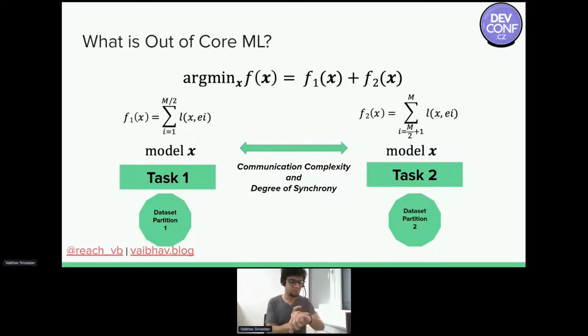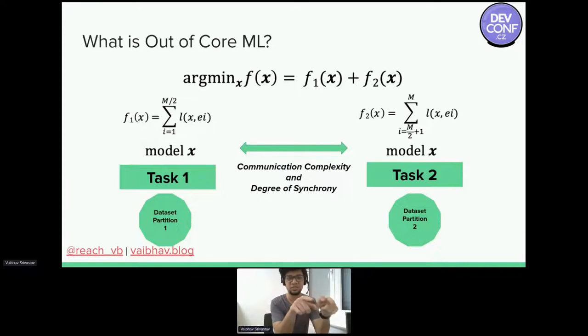Again, now we have some sort of a data set, but now we can partition that data set into two partitions. Let's take two partitions. Say I have 100 rows, then data set partition one would have rows 0 up until the 49th row, whereas data set partition two would have from 50 all the way till 99, right? And so we have these two partitions. We still have the same task, we still have the same model, right?